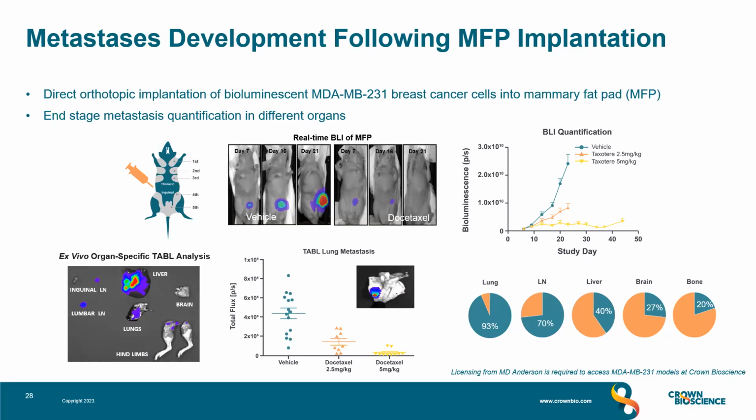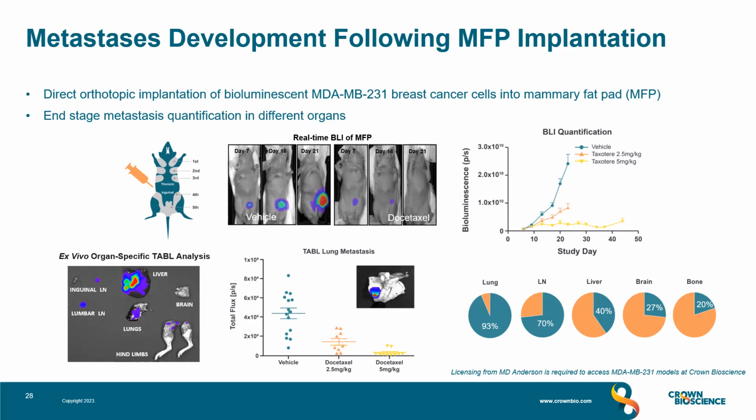So in this triple negative breast cancer model, the MDA-MB-231, this is a bioluminescent engineered line. It makes it easier to actually track these models when they're put orthotopically or metastatically. And in this one, in the mammary fat pad, it's injected into the fourth mammary pad, and optical imaging is used to quantify the growth of that tumor.